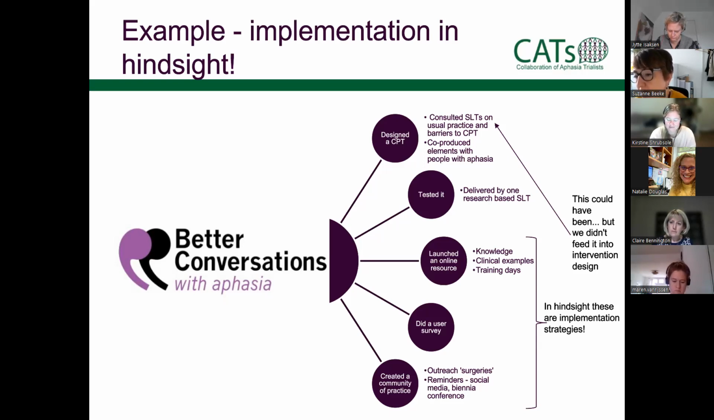And that also could have been a really nice implementation strategy, that we'd uncovered those barriers first and then we would address them. But sadly, we didn't ever feed that into the intervention design. And so part of what I wanted to do today was just to be really honest about this stuff and say that, with the best will in the world, we did a good job at the time, but we missed a real opportunity there.